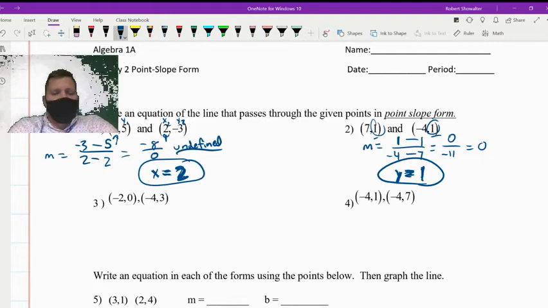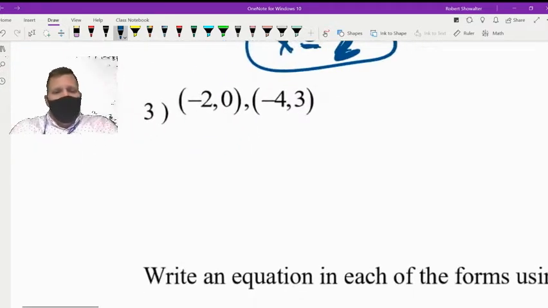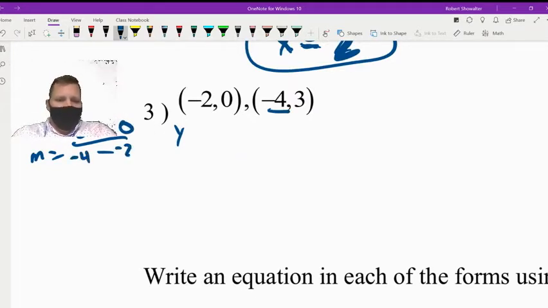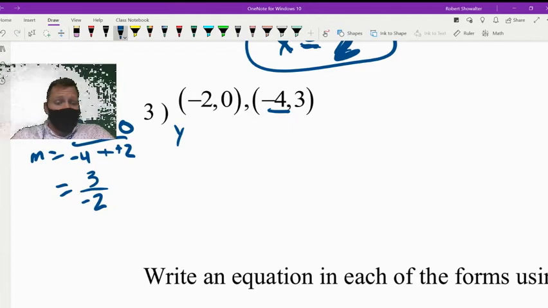Okay, let's go ahead and jump into number 3. If we go ahead and find our slope, I'm going to find it off to the side here. So we're going to go 3 minus 0 over -4 minus -1. We have a minus situation, so it becomes plus. We have 3 in the numerator, and in the denominator, it looks like we have -2. That becomes the slope we're going to use.